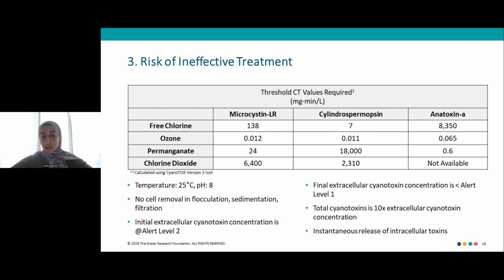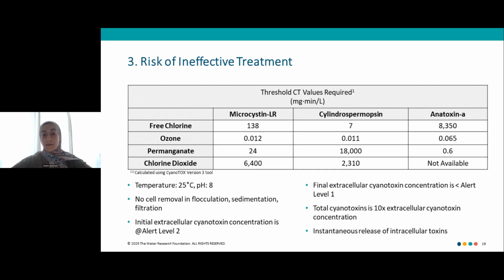Another assumption that we made is that we are already starting with a high level of extracellular toxins, which corresponds to around 12 micrograms per liter. That is the alert level number 2 of the WHO guideline. So this is our input extracellular concentration, and our final extracellular concentration we want to be around alert level number 1, which corresponds to 1 microgram per liter of microcystin LR, for example, or of any of the other toxins.